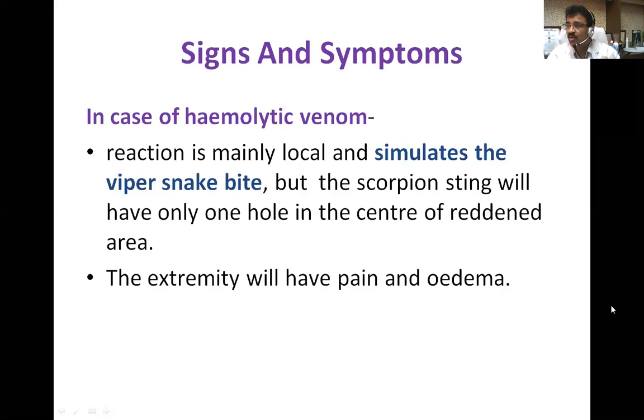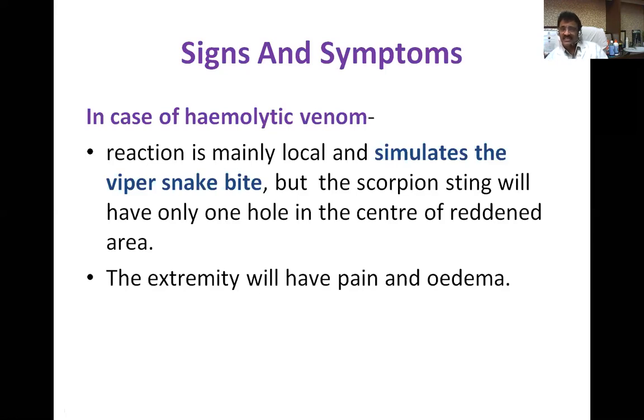Whereas in case of a viper bite, you will get two holes because of two fangs. So this is the difference between a viper bite and a hemolytic type of scorpion bite. Both are hemolytic. The reddened area will carry only one hole in the center.